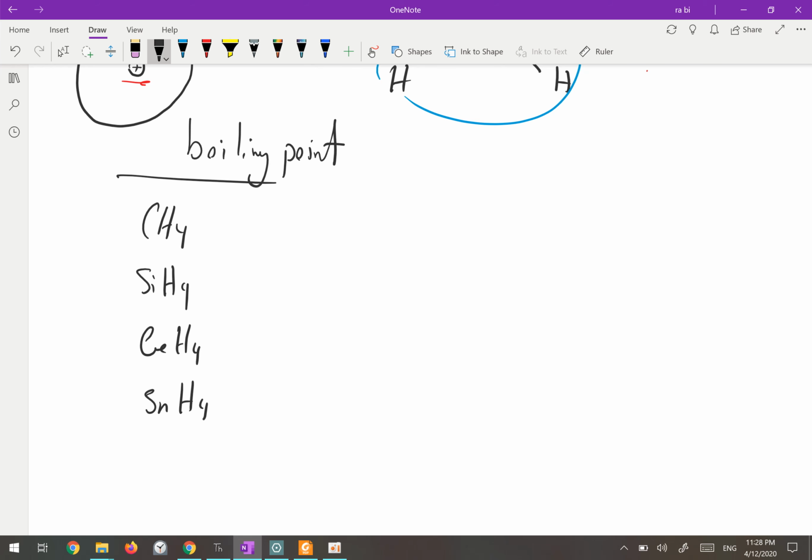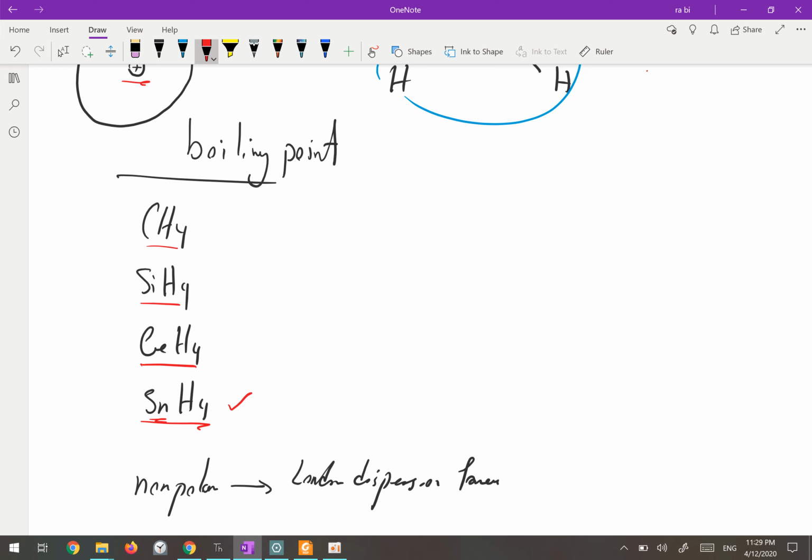When you look at these molecules, all of them are non-polar molecules. So for the non-polar molecules, the only force of attraction available between the molecules is London dispersion force. And by increasing the size of the molecules, the strength of the London dispersion force increases. So this one, which is bigger and more massive, has the strongest attraction between its molecules. So this one has the highest boiling point, then this one, then SiH4, and the methane has the least boiling point. If we want to graph this trend, the trend would be like this.